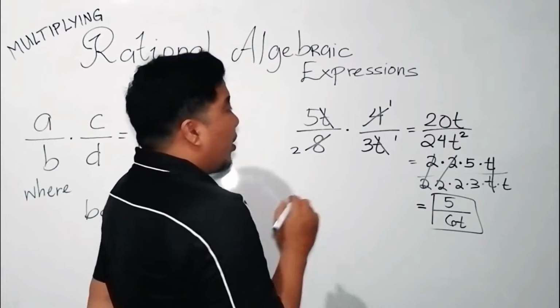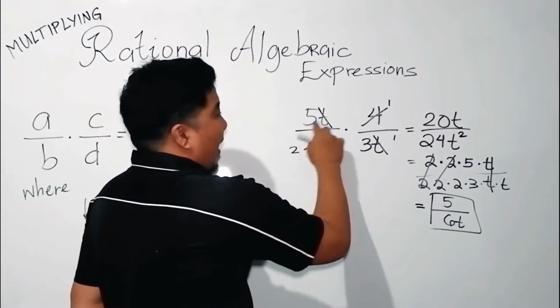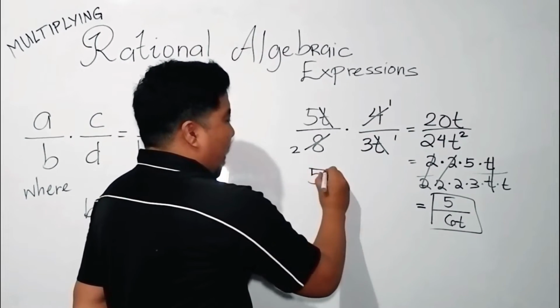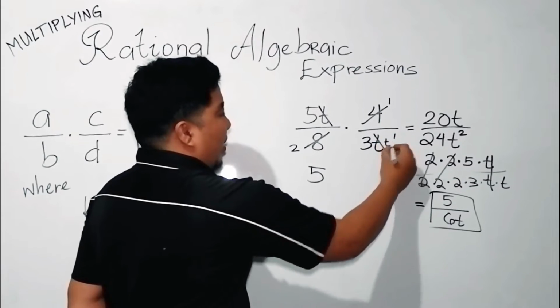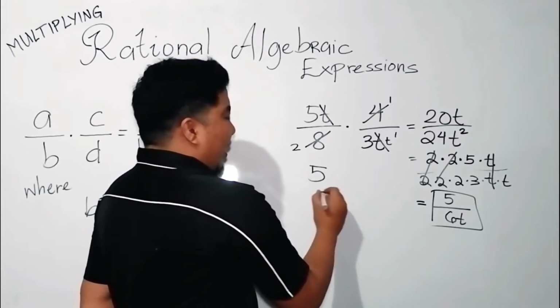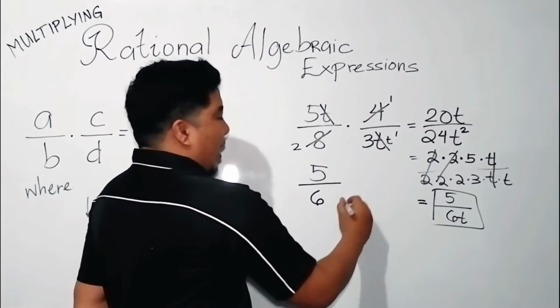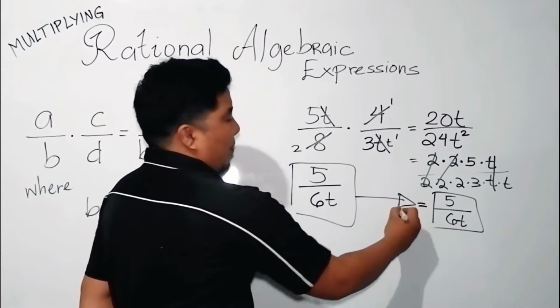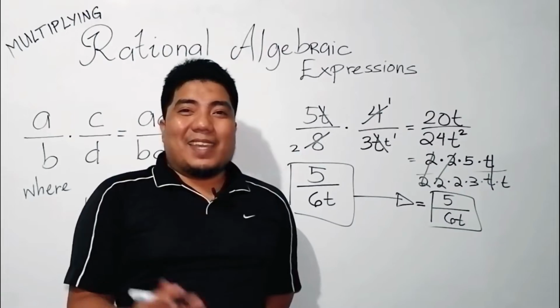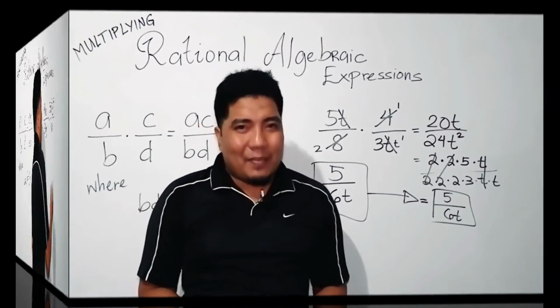Okay. So, therefore, 5 times 1, that is 5. 2 times 3, we have also a T here, right? So, 2 times 3, that is 6. And copy the remaining T. And they are just the same. Easy, right? Okay, now let us have another example.